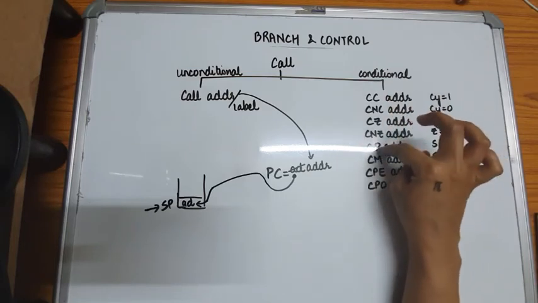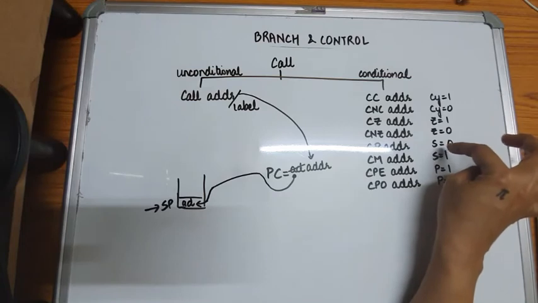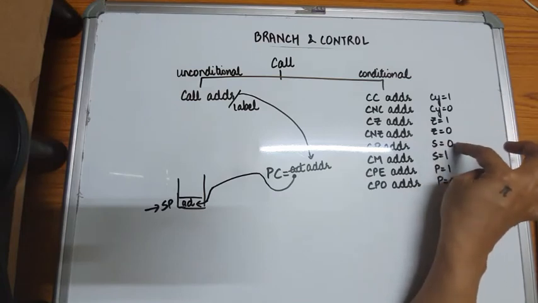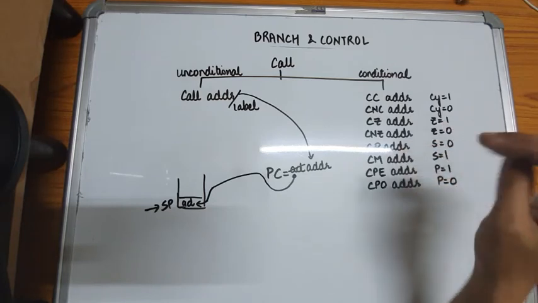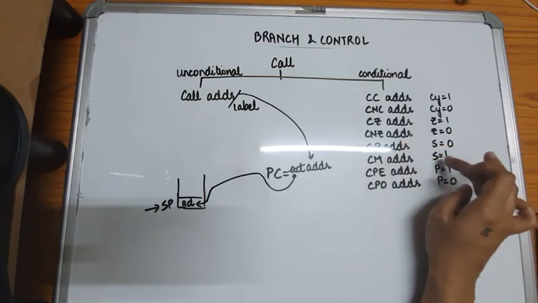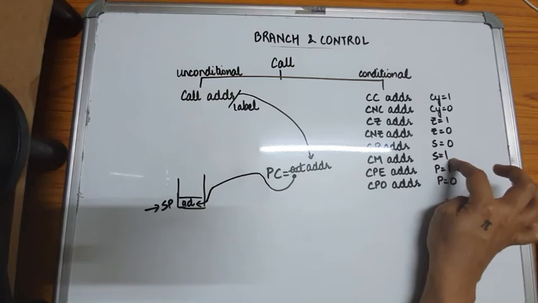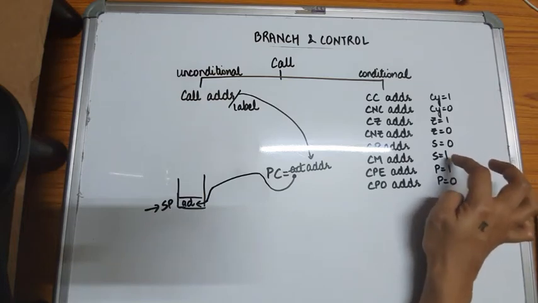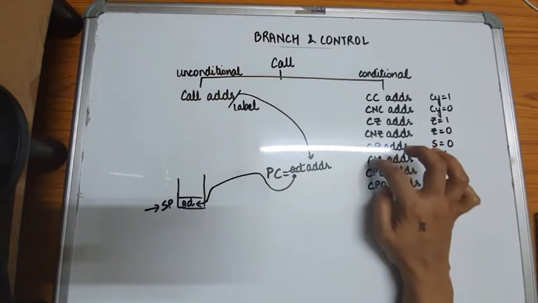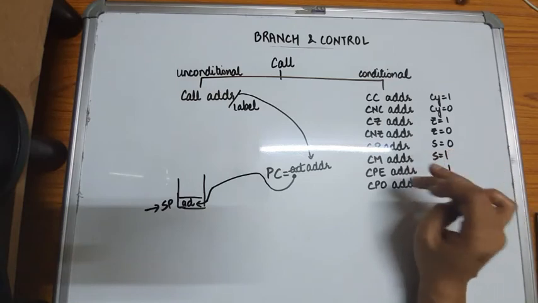Call if parity... call if plus: the sign flag will be checked. If it is holding a positive value, meaning a 0, then the control will be transferred to the address. Call if minus: if the sign flag is storing a value 1, which stands for a negative result, then a 1 signifies a negative result for the operation that has just happened prior to this instruction. Then only the control will be transferred to the address.